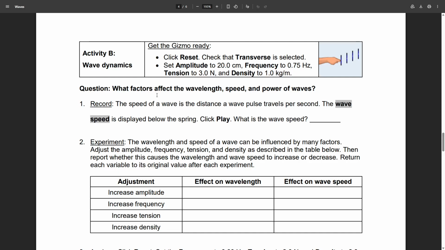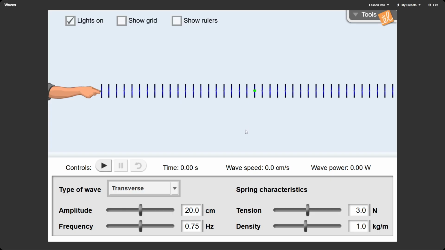Activity B for the wave dynamics. Get the gizmo ready. Click reset, select transverse, select amplitude at 20, frequency at 1.75 hertz, tension at 3, and density at 1 kilo. So we go back over here.